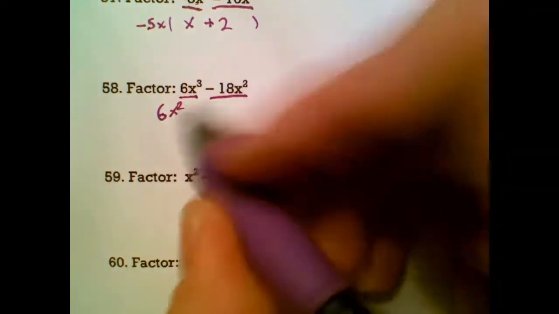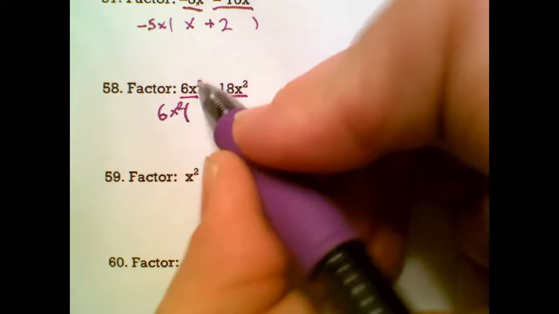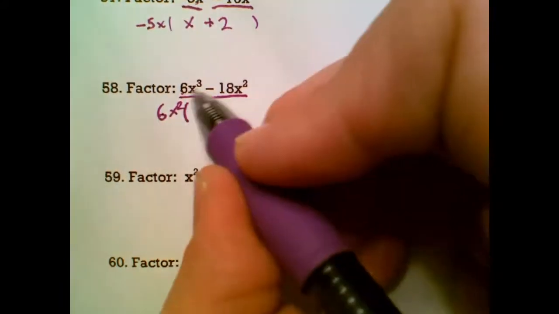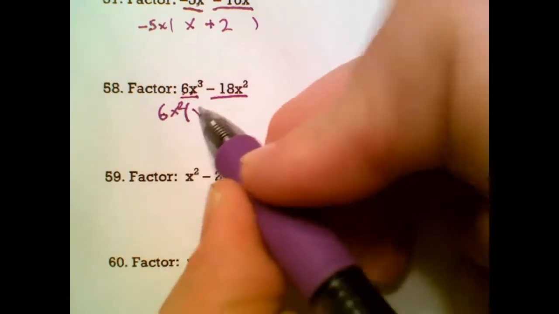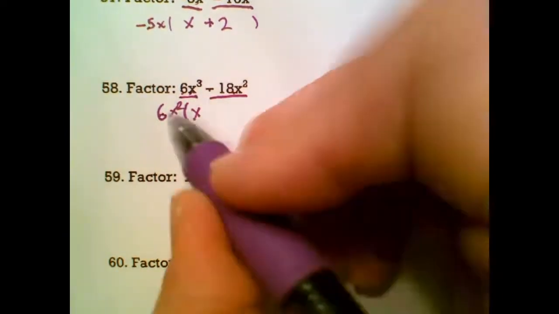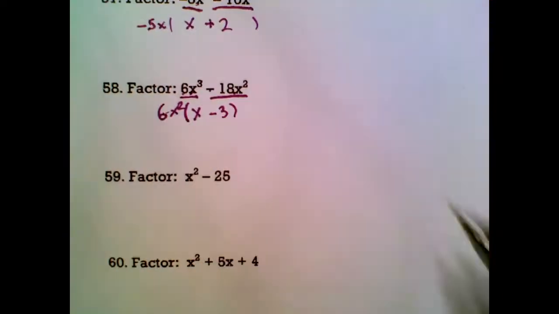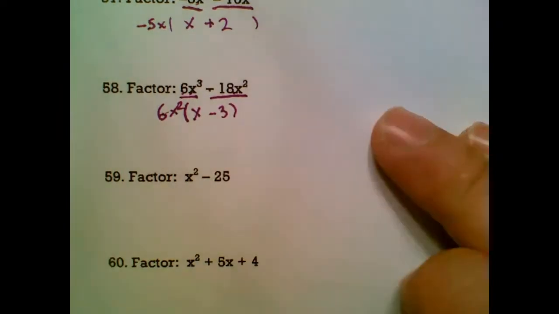Or sorry, the least degree x is x squared. So what do we have left here? If we pull a 6 out, 6 divided by 6 is just 1. X to the third divided by x squared is just x. And now 18 divided by 6 is 3. So this factored is 6x squared times x minus 3.